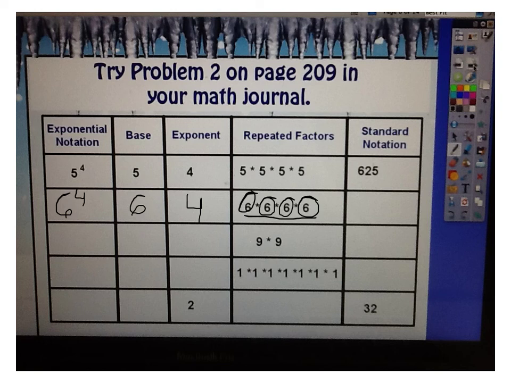Now going ahead and doing our standard notation. Remember, standard notation is how we always typically see our numbers. We're going to go ahead and grab our calculator, and we're going to do 6 times 6 times 6 times 6, and we should have received the number of 1,296.